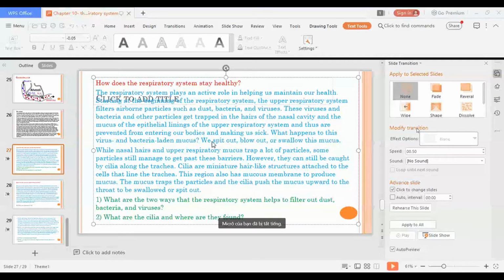So this is the text about how your respiratory system stays healthy, right? Okay, so as usual, I will give you about 2 minutes for skimming these two paragraphs. Now, please read by yourself in 2 minutes before I show you the questions.